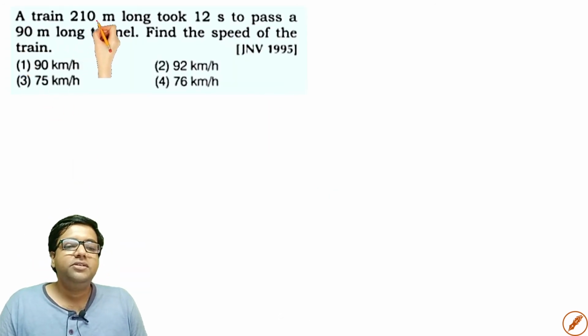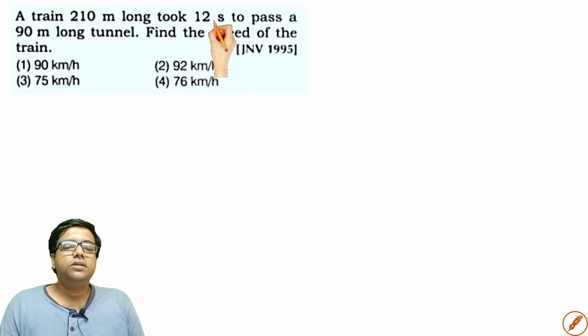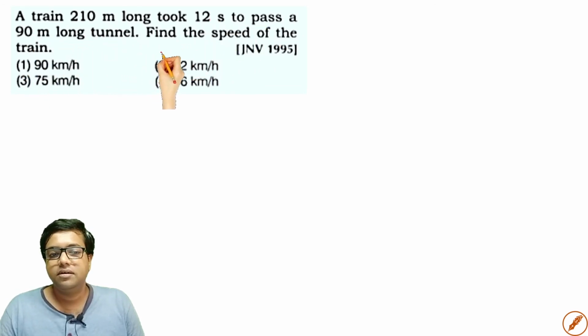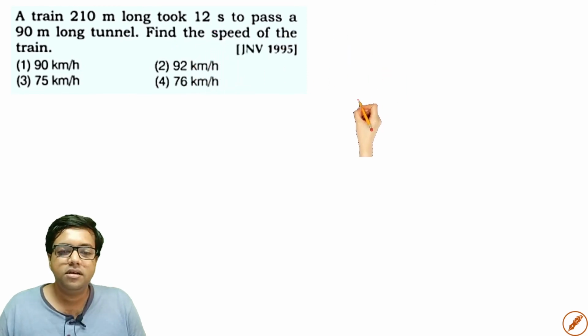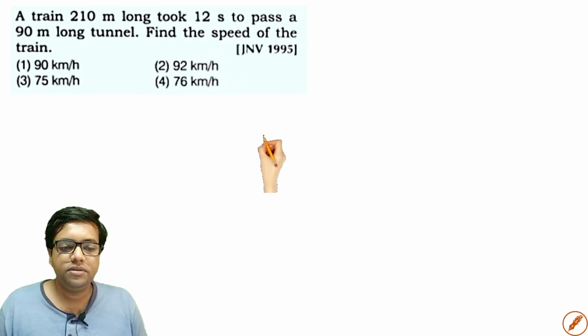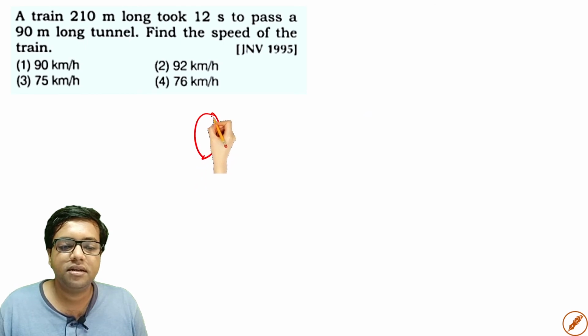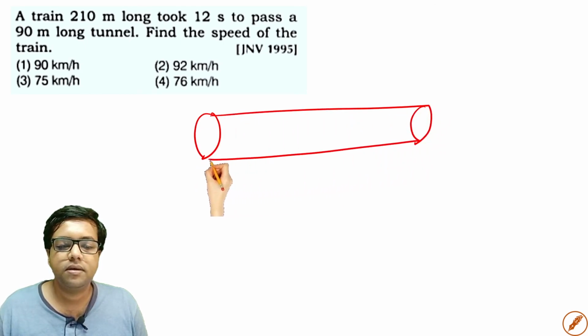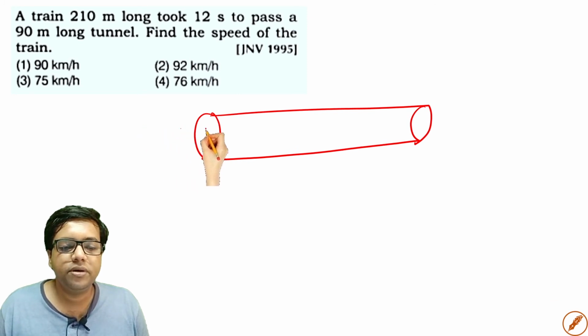A train 210 meter long took 12 seconds to pass a 90 meter long tunnel. Find the speed of the train. Okay, so there is a tunnel, and there is a train going on here.